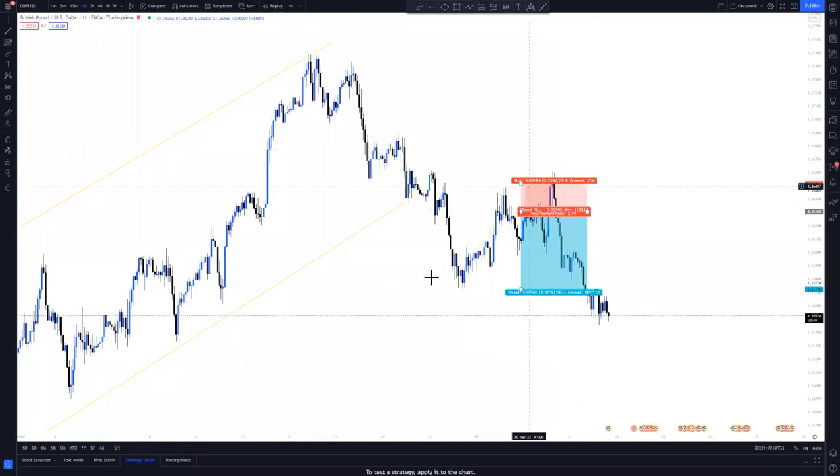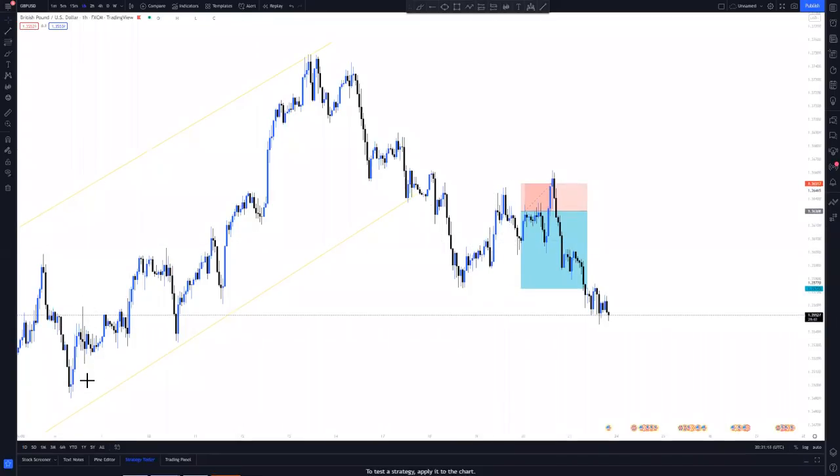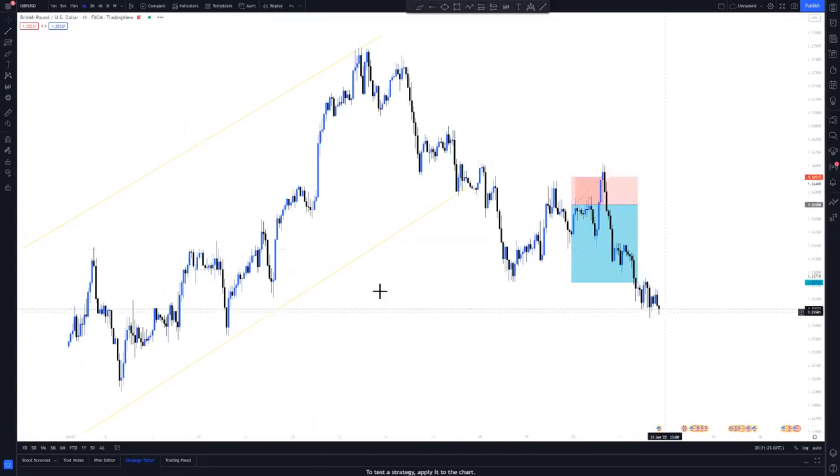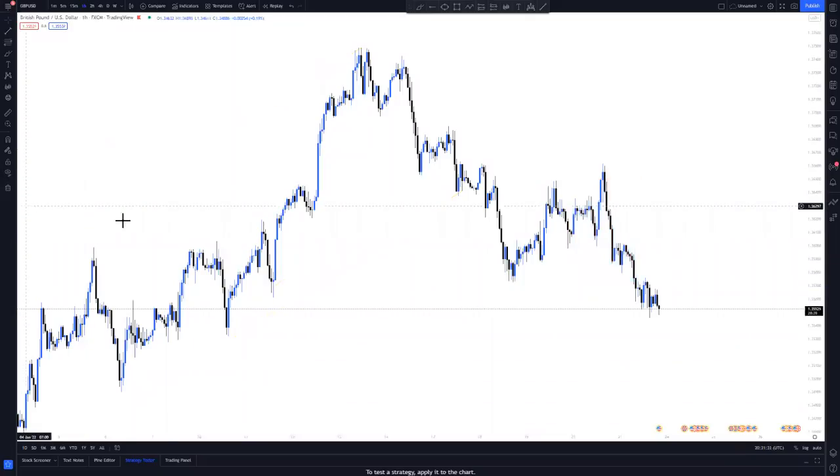Okay, check my setup on USD. You see how it played out? I have this setup like this. You see how it played out? But it played out after going for my stop.